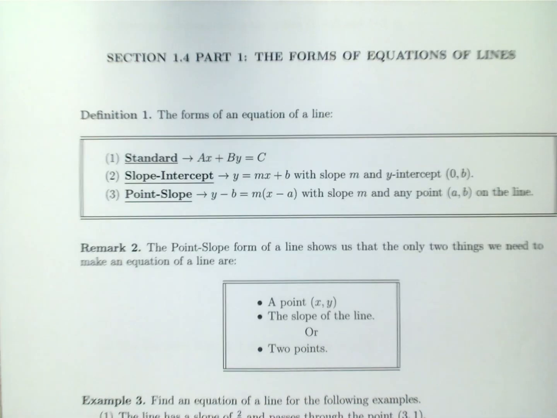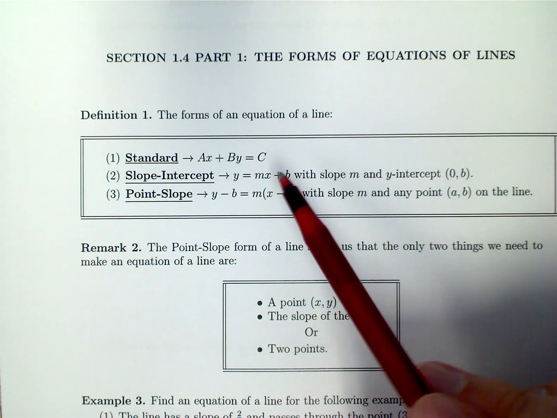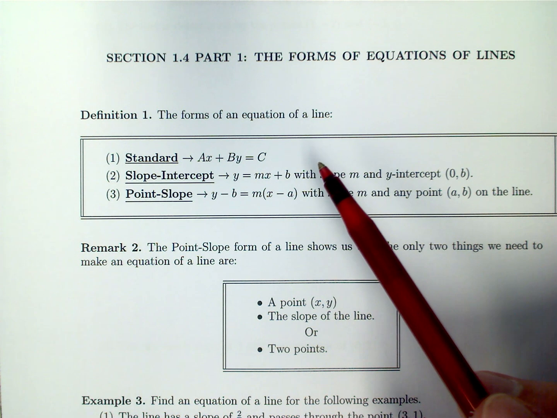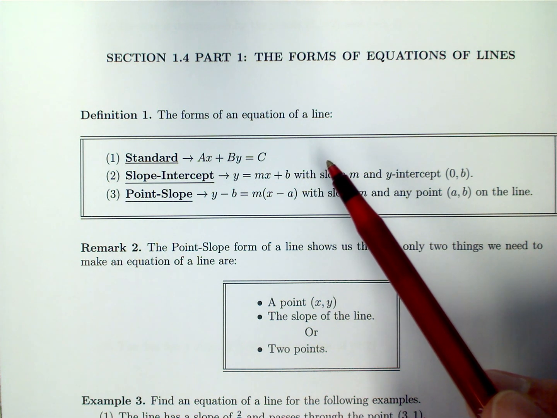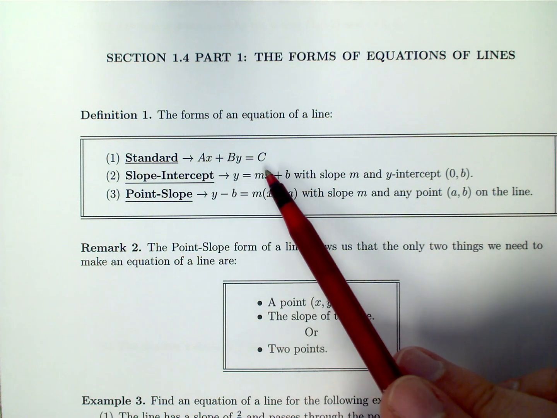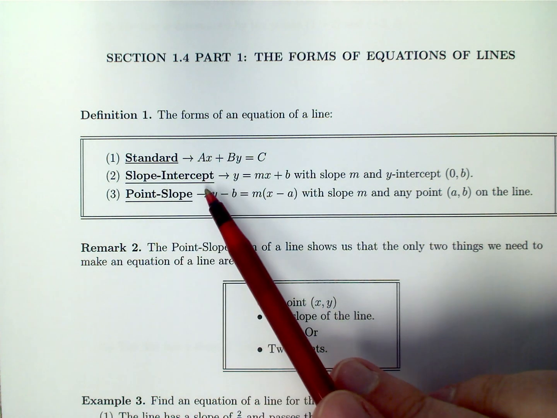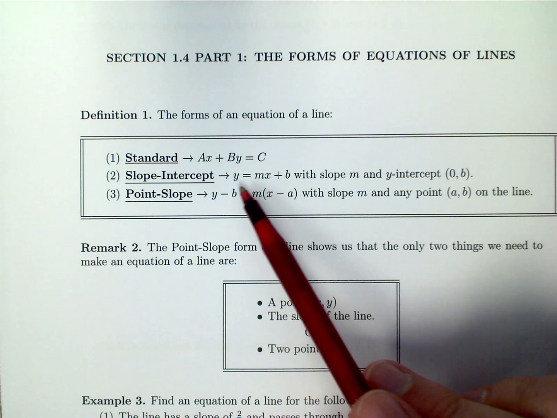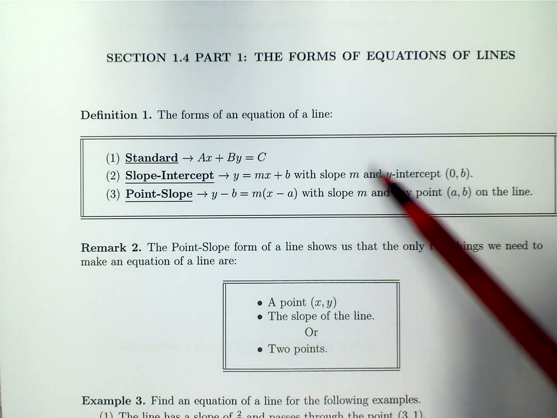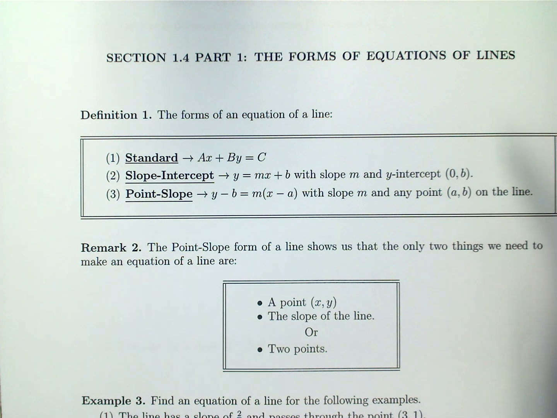The standard form is where you see ax plus by equals c. We saw that at the end of section 1.3, part 4, where we had to turn this standard equation into slope-intercept form, which is another one we've definitely talked about: y equals mx plus b, with m being the slope and the y-intercept given by (0, b), where b is the y-coordinate.